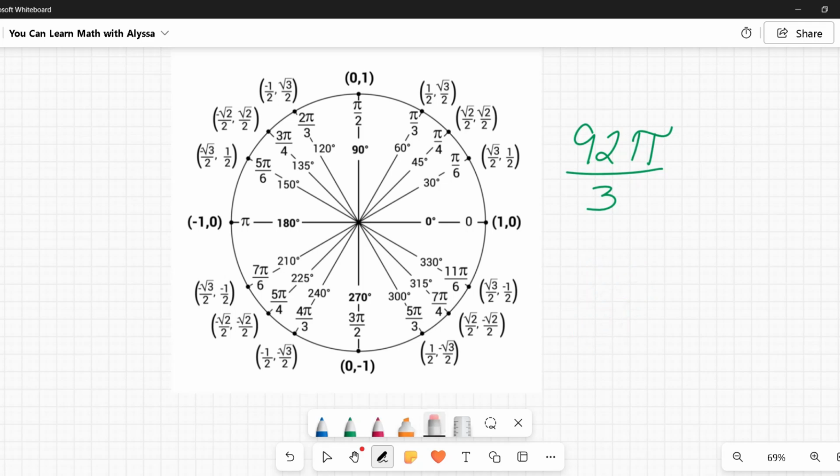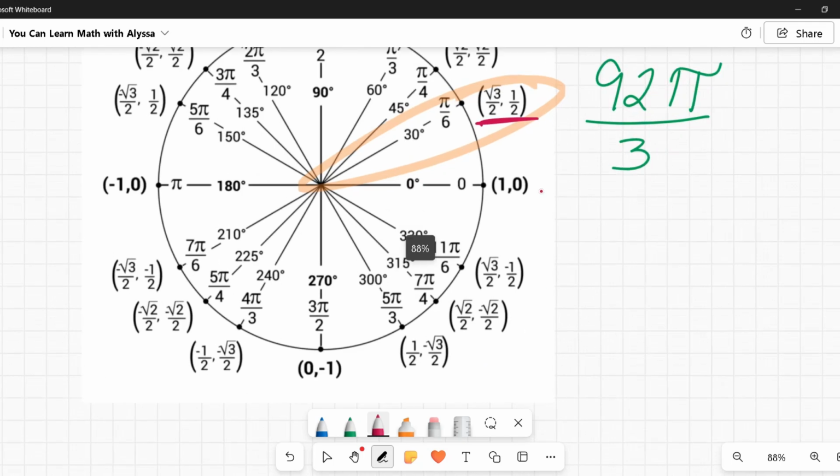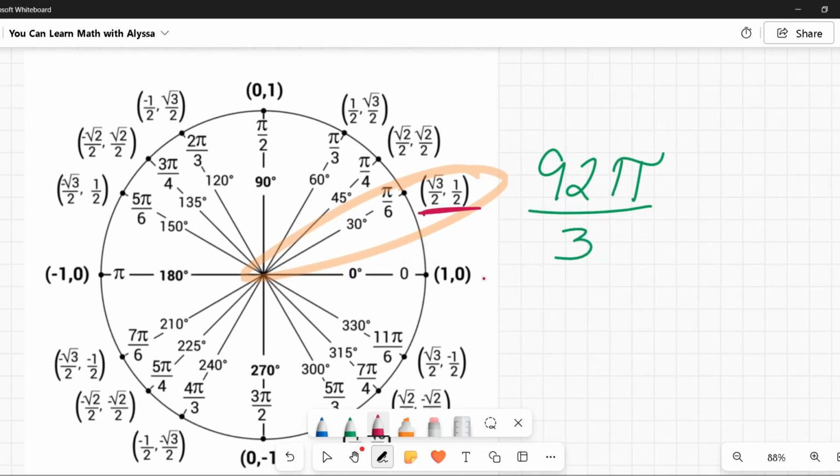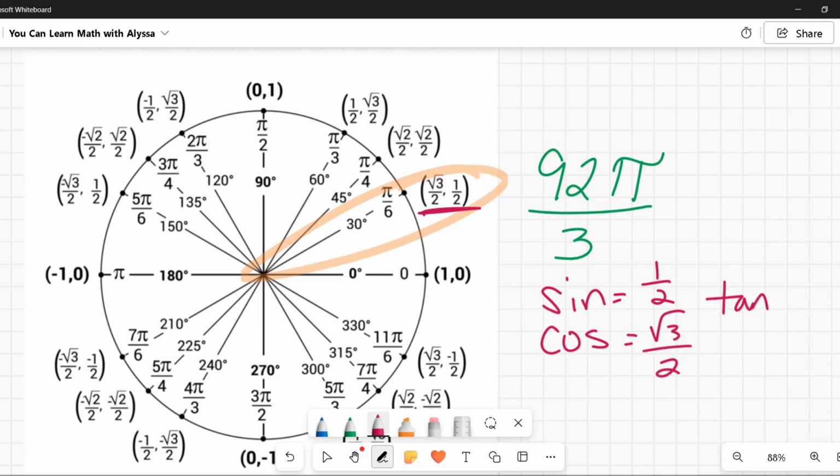Okay, so let's look at what this means for 30 degrees right here. If we look at my x and y coordinates there, sine is the y value, and that's 1/2. The cosine of 30 degrees, or pi over 6 if we're using radians, is going to be square root of 3 over 2. And the tangent is going to be sine over cosine.